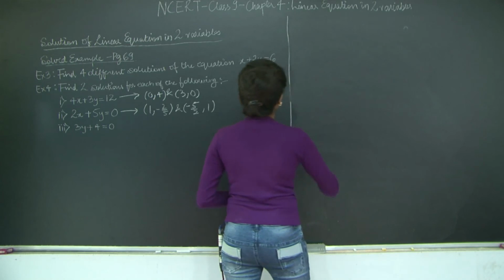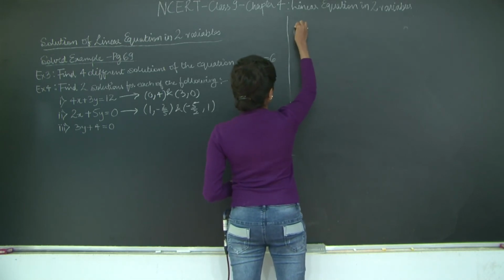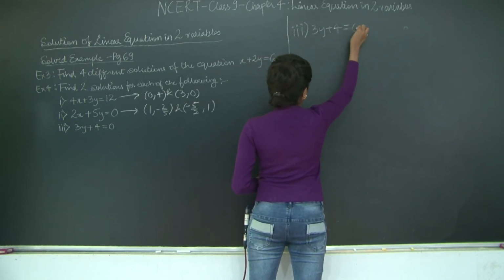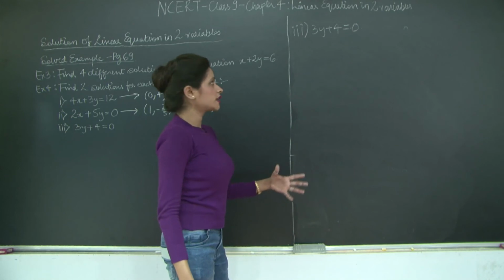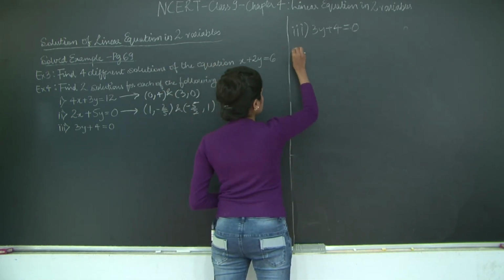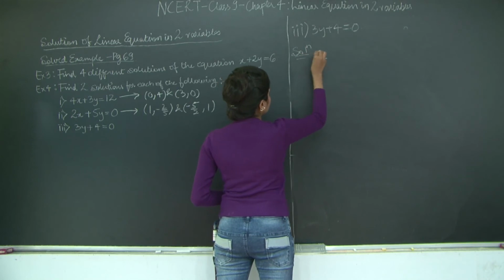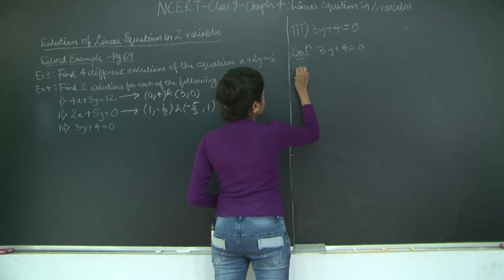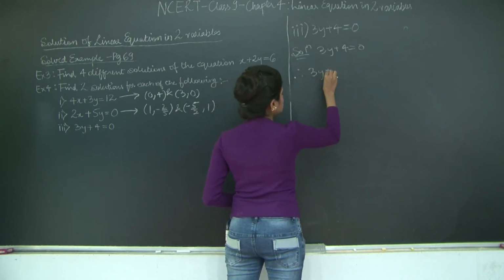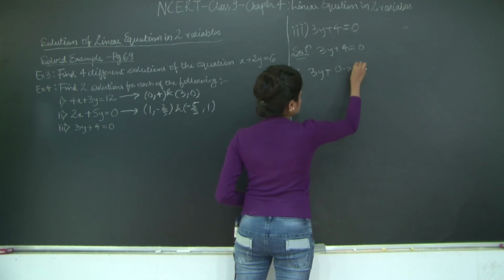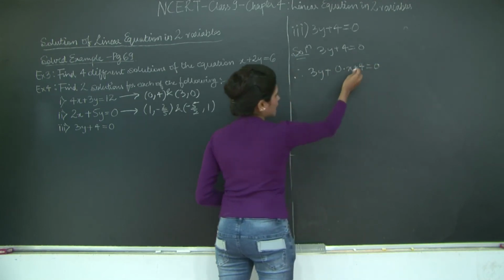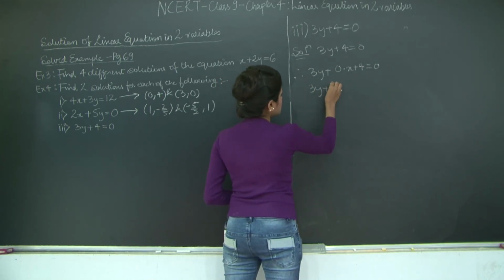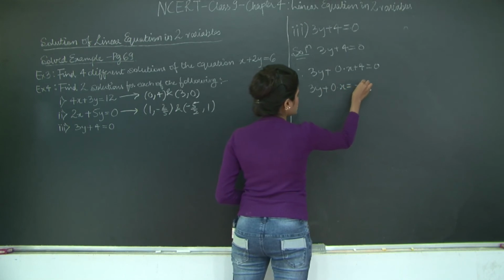So 3y plus 4 is equal to 0. Now this looks like an equation in one variable. So let's convert this to an equation in two variables. How are we going to do that? I'll say solution: 3y plus 4 is equal to 0. Therefore, 3y plus 0 into x plus 4 is equal to 0. I'll bring the 4 on the right hand side. So what do I get? 3y plus 0 into x is equal to minus 4.